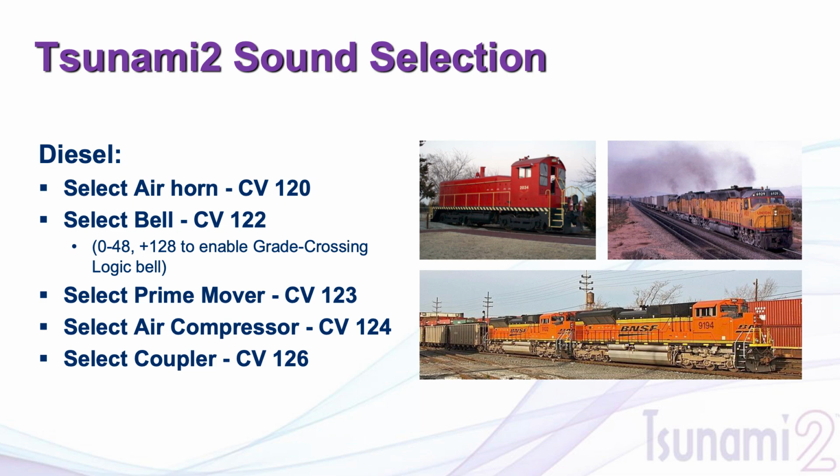Now, in CV123 is where you're going to select the exact prime mover. So you have 9 different choices in there, and you're going to find the one that matches. So for example, this GP15, you're going to have an EMD 645 non-turbo, and you're going to select CV123 to match. And that sound will play anytime track power is applied.